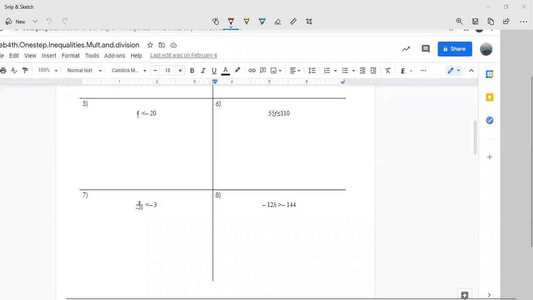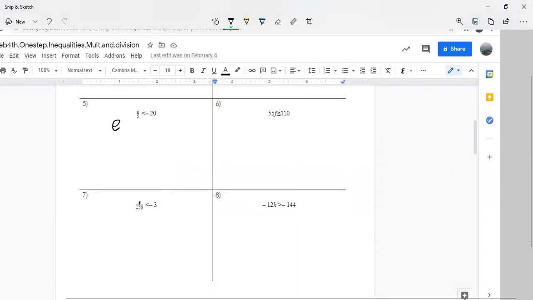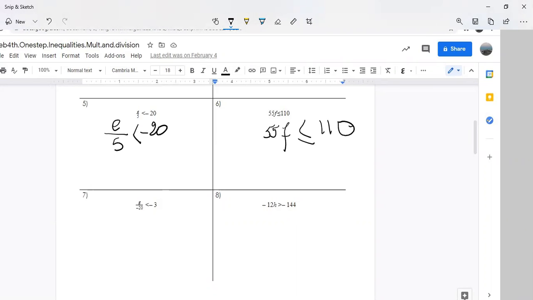All right, so let's do number 5 through number 8. Let me write it bigger, it makes it easier to see. This is e over 5 less than negative 20. This is 55f less than or equal to 110. This is g over negative 20 less than negative 3. And this is negative 12h greater than negative 144.